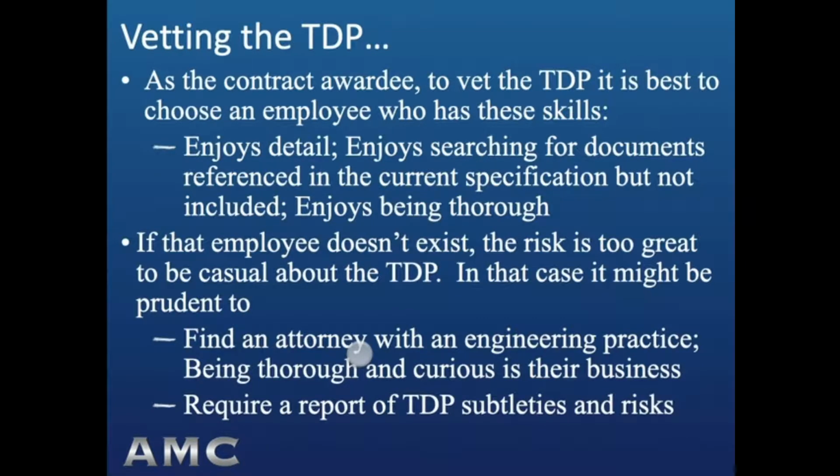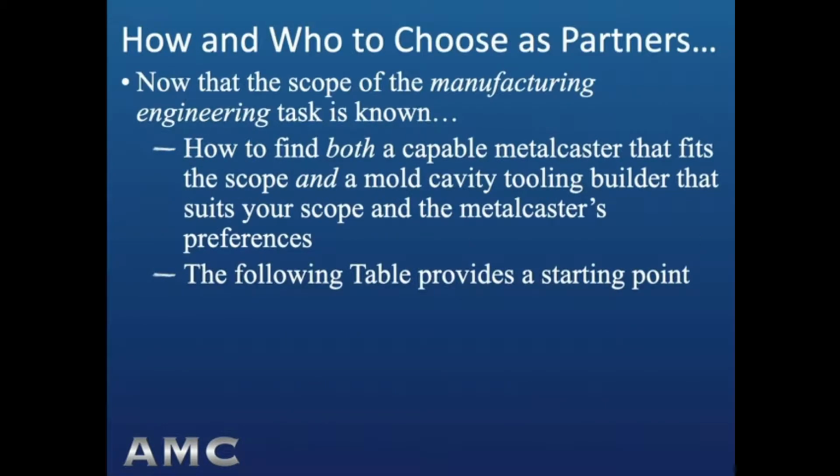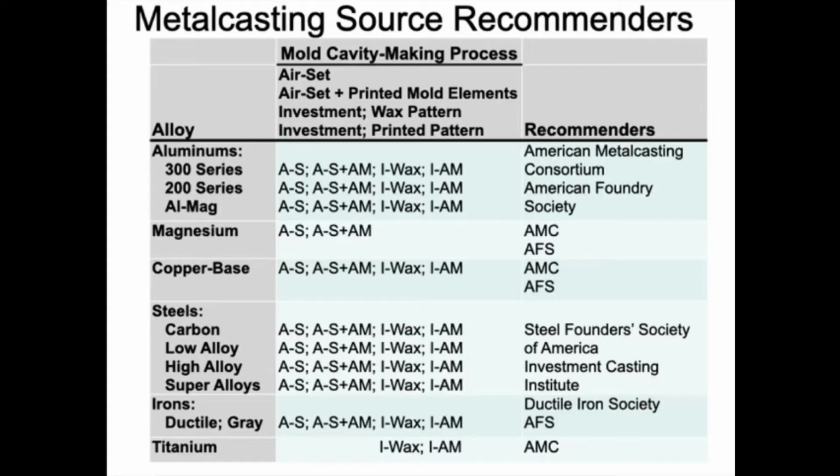Well, now that the scope of the manufacturing engineering task is known, how does a machine shop find both a capable metal caster that fits the scope and a mold cavity tooling builder that suits your scope and the metal caster's preferences? The following table provides a starting point. In this chart, one can zero in on who can recommend capable metal casters and mold cavity tool builder partners.